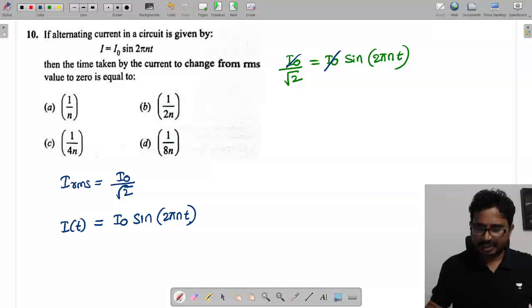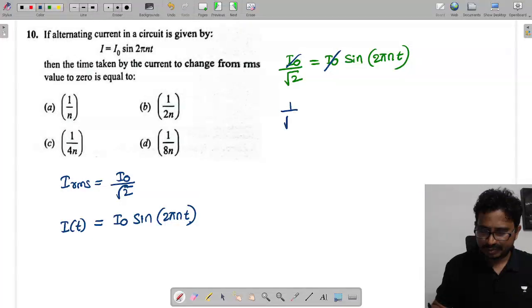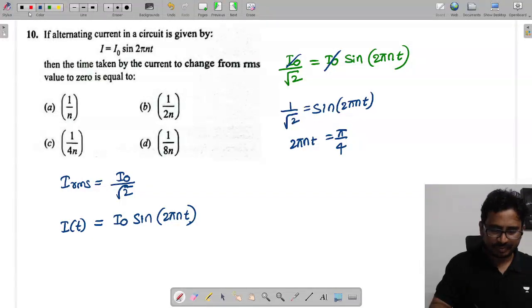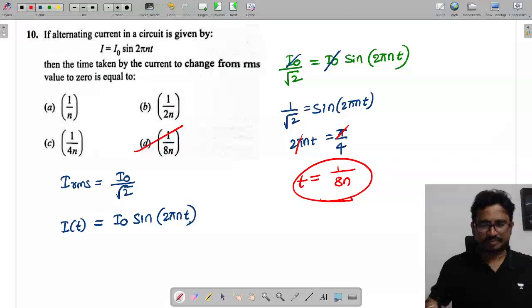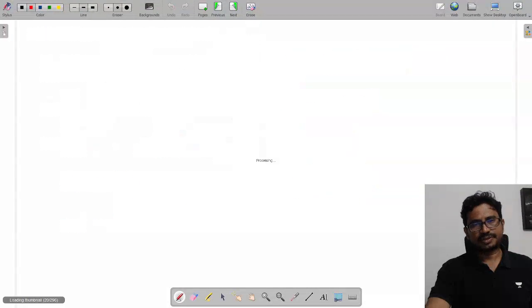So this I naught gets cancelled. That is 1 by root 2 equals sine of 2 pi nt. From this, 2 pi nt equals pi by 4. Now this pi cancels, and we need to get t. t is equal to 1 by 8n. Right. Chalo, next problem.